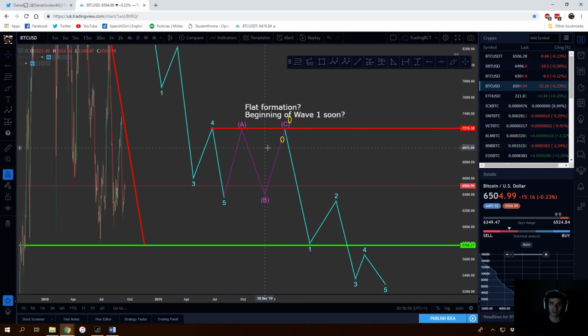Okay, so I hope this has helped you understand how you get an ABC correction after your 5 impulse waves. And although you could get an ABCDE, for example, you're generally going to see an ABC and then move on to your second 1, 2, 3, 4, 5.